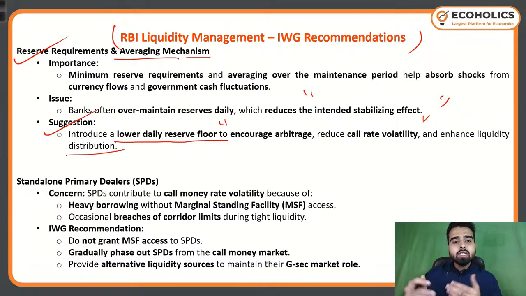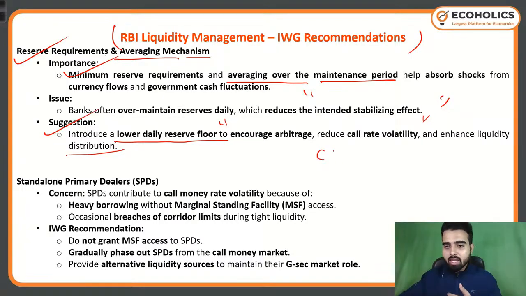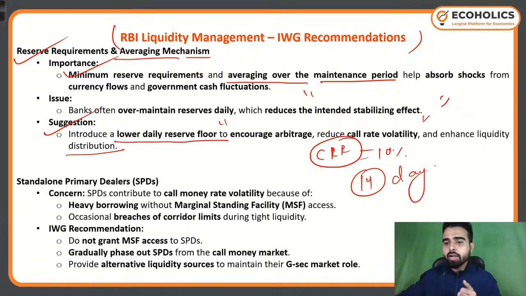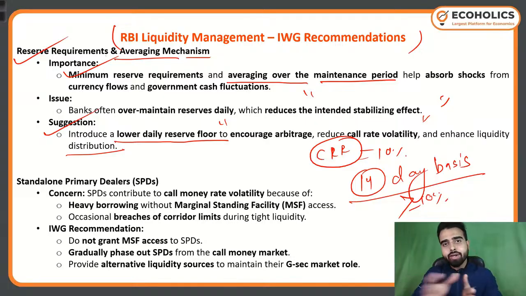So what they should be doing, instead of regulating these reserves on a daily basis, with minimum reserve requirements and averaging over the maintenance period, is saying that CRR, as a hypothetical situation, is 10%. On a daily basis you can have less CRR as well, but on a 14-day average basis, your CRR should be more than or equal to 10%. For each individual day we note down the CRR that you have kept, and when we take the average, it should be more than or equal to 10%.